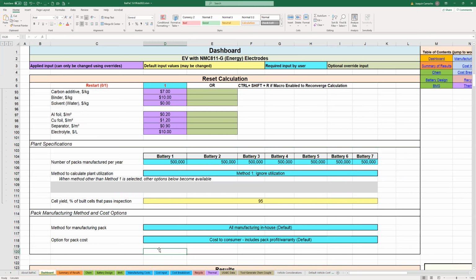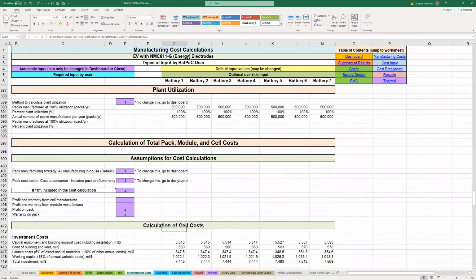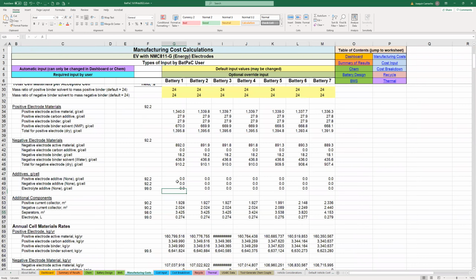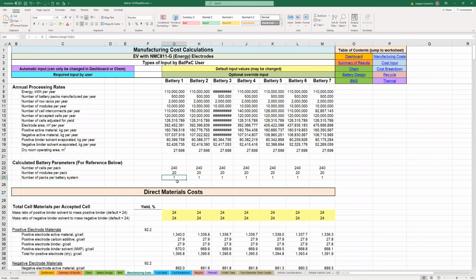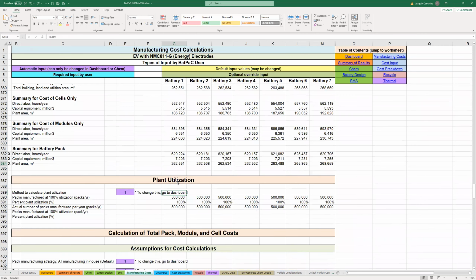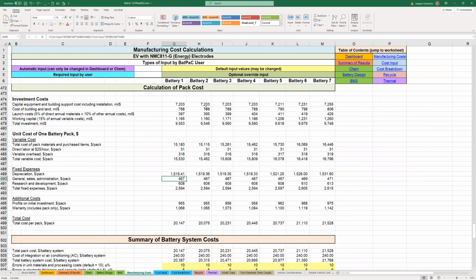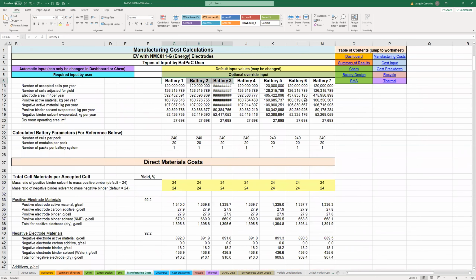Okay, so the next one: what are your fixed and variable costs? Well, let's go down to the manufacturing cost tab. The fixed and variable costs are, if you go all the way to the top, here. This is how you would open the tab by default, but then you go all the way down to the calculation of pack costs. This is a very good summary here. Calculation of pack costs for the 7 batteries we analyzed.